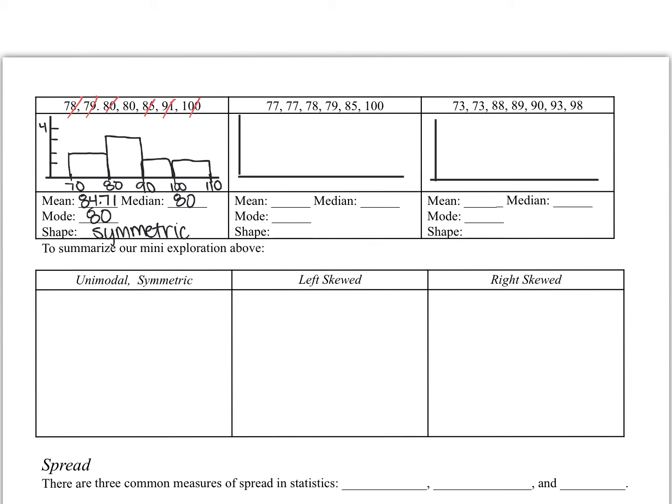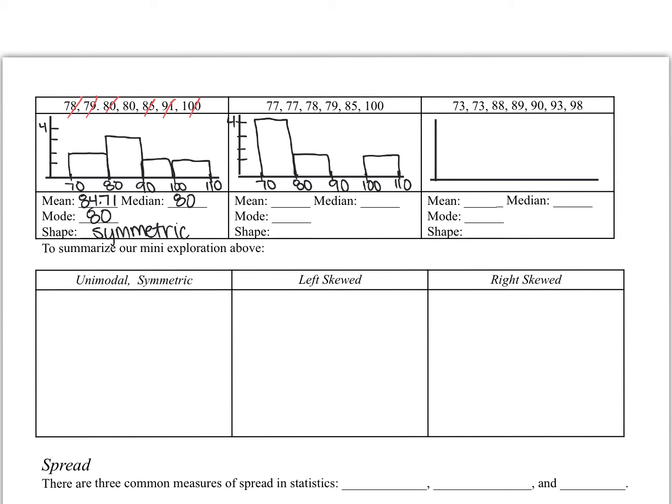So our next set of data is 77, 77, 78, 79, 85, and 100. So I'm going to set up my histogram with the same scale. So between 70 and 79, we have 4 pieces of data. Between 80 and 89, we have 1. Between 90 and 99, we have 0. And between 100 and 110, we have 1. So remember, if you don't have a value that falls within a class, you don't put anything there.